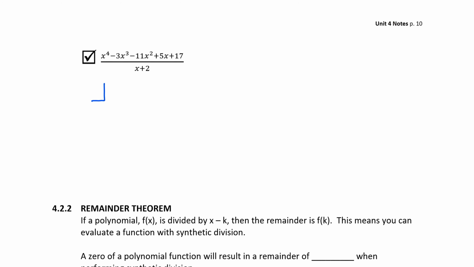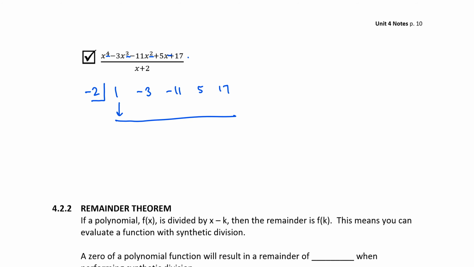Remember, in the box, we put the 0 of the denominator. So should I put a 2 or a negative 2 in the box? Hopefully you said negative 2. Let's check for all the powers. 4, 3, 2, 1, and then constant term. Looks like everybody's present and accounted for, so all I have to do is pick up coefficients. 1, negative 3, negative 11, 5, and 17.